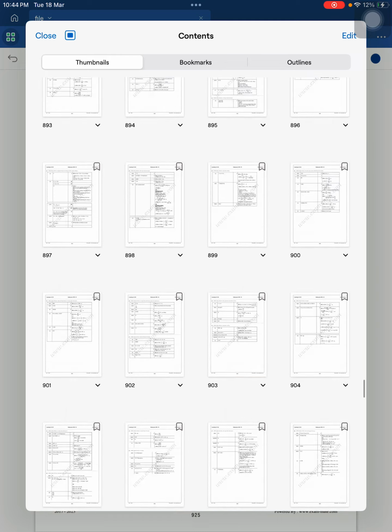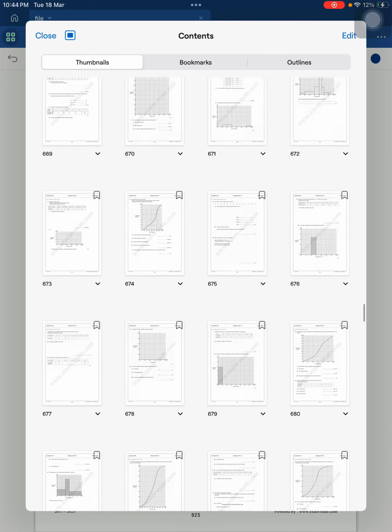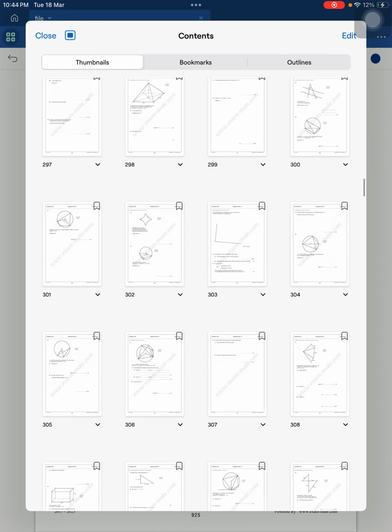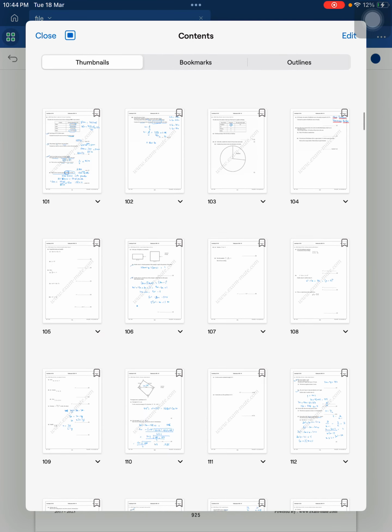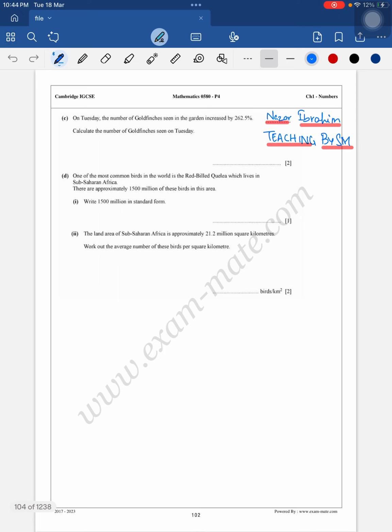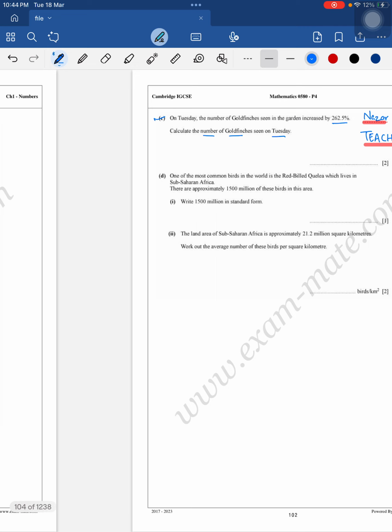So here we were on numbers, last question. On Tuesday the number of goldfinches seen in the garden increased by 262.5%. Calculate the number of goldfinches seen on Tuesday.